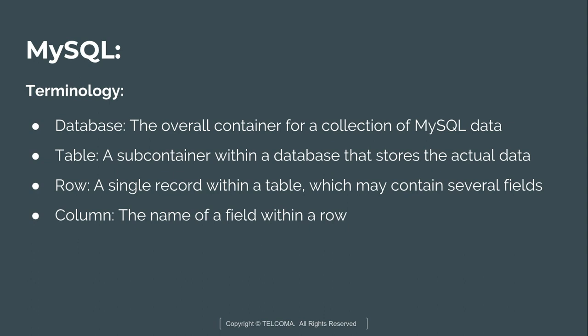The database, the overall container for a collection of MySQL data, is known as the database, whereas a table, a subcontainer within a database that stores the actual data, is known as a table. And a table contains rows as well as columns. A row is a single record within a table which may contain several fields, and a column is the name of a field within a row.